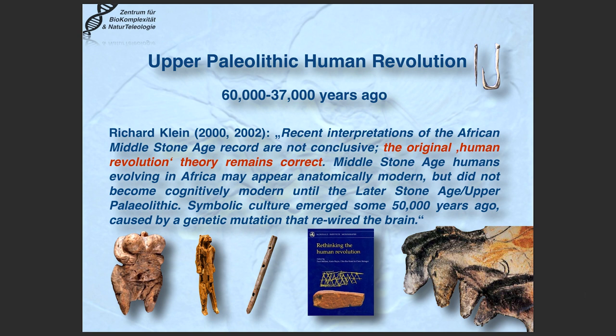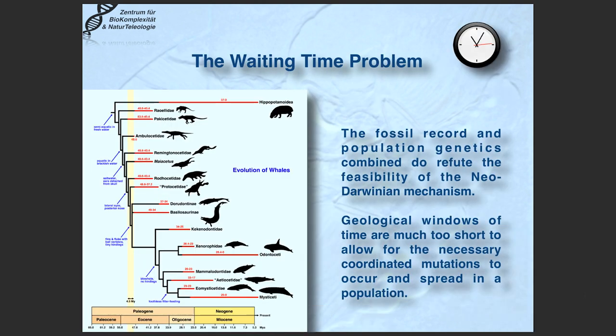So also here you find this. Discontinuities are not restricted to the Cambrian explosion. That is not an exception from the rule, but it's over all periods of Earth history, in all groups of organisms. It's rather the rule. And this creates several problems.